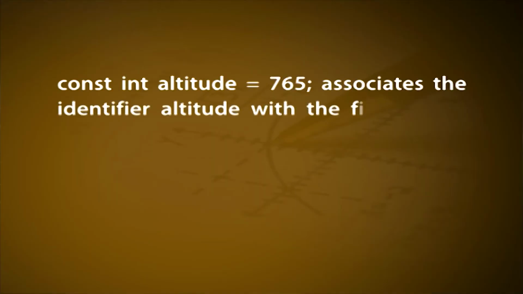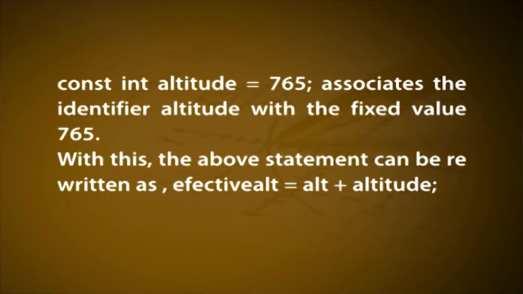To solve these problems, programming languages allow descriptive names to be assigned to specific non-changeable values. Such a name is called constant. For example, const int altitude = 765 associates the identifier altitude with the fixed value 765. With this, the above statement can be rewritten as effective_alt = alt + altitude. While modifying the program, it needs only a single change to the declaration statement of the constant.